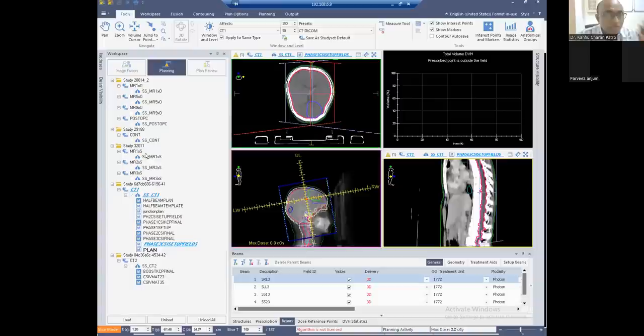I will tell you 4 types of plans. One is the junctional plan, half beam plan, VMAT plan, and VMAT with standard risk plan. So I will show you the junction plan first.